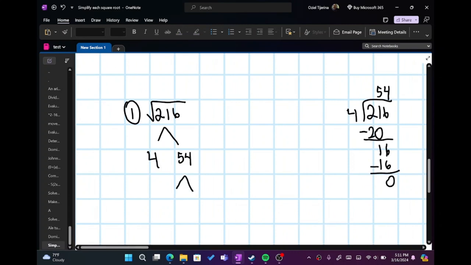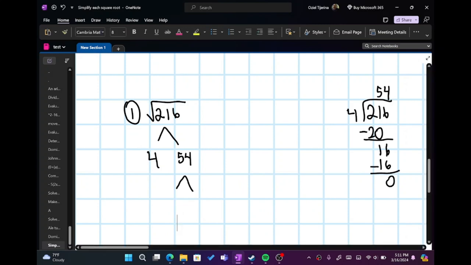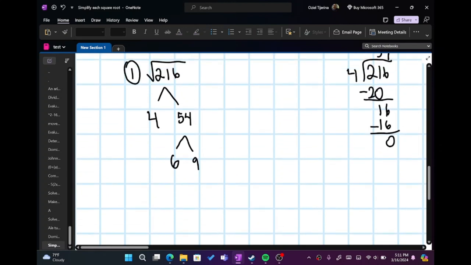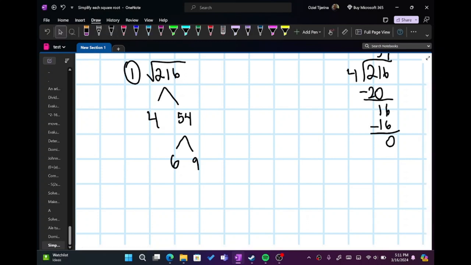And then you do this again, so we have 6 times 9, excuse me. Usually you would go even further, but here, since you know the square roots of 9 and 4, we can stop here. We're gonna grab these numbers here. So really, the square root of 216 is gonna equal the square root of 4 times the square root of 6 times the square root of 9.